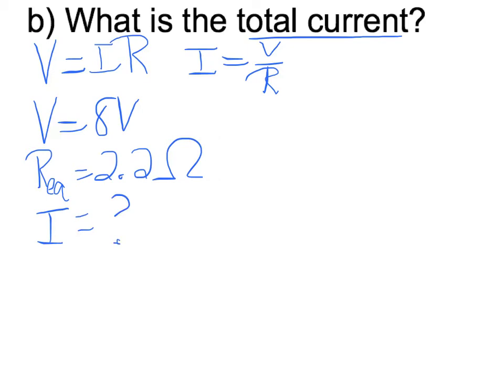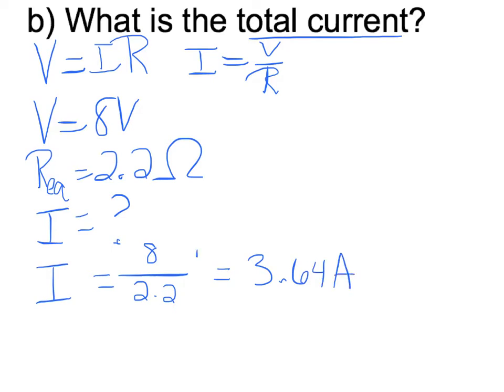Now we can substitute our numbers into the equation. So we get I equals 8 divided by 2.2. And when we divide that fraction, we get a current of 3.64 amps.